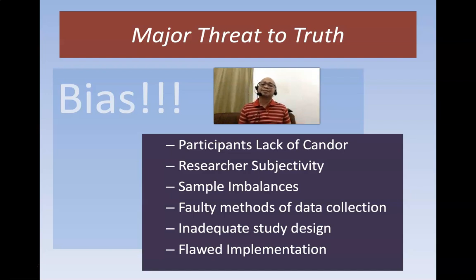For example, the participant's lack of candor, or the researcher himself is very subjective when it comes to dealing with the quantitative data that he's processing, sample imbalances, faulty methods of data collection, inadequate study design, and flawed implementation. So these are the major threat to truth.